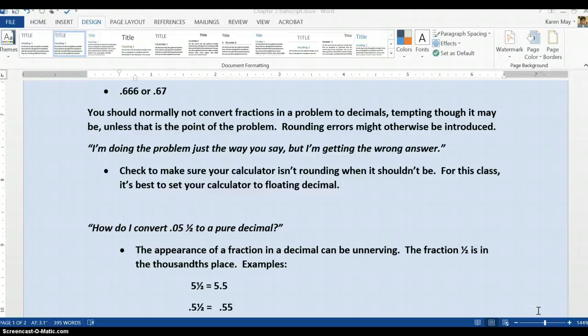Here is one of the frequently asked questions. I'm doing the problem just the way you say, but I'm getting the wrong answer. Check to make sure your calculator isn't rounding when it shouldn't be. For this class, it's best to set your calculator to floating decimals if that's what you're using.